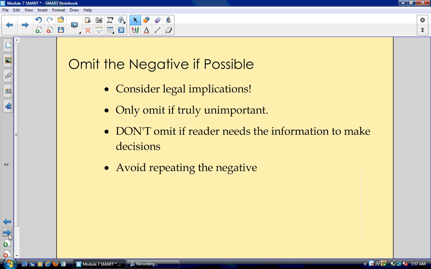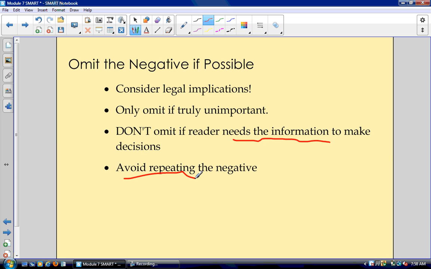Again, one opportunity to eliminate the amount of text focusing on the negative altogether is to omit it if it's truly unimportant or trivial. However, our book specifically talks in the yellow section about considering the ethical uses of this and considering the legal implications. If someone really needs the information in order to make a decision, it's really unethical and may even be illegal to withhold negative information from them. So you don't want to omit it unless it just isn't an issue and they don't need to worry about it.